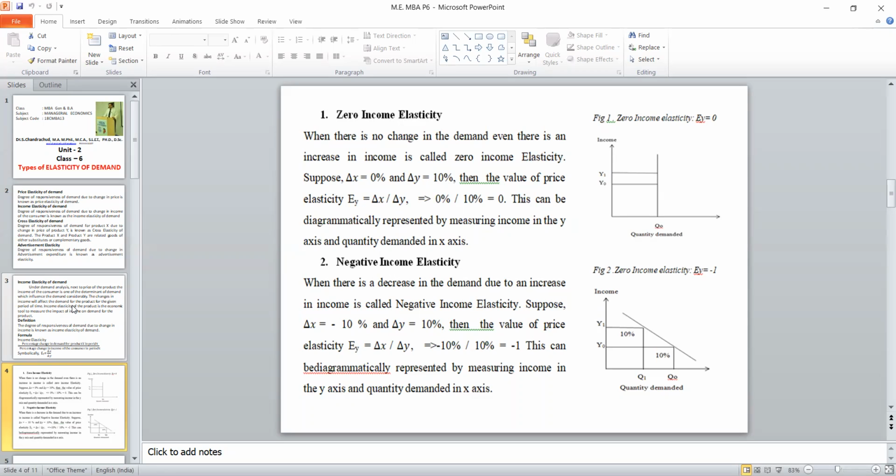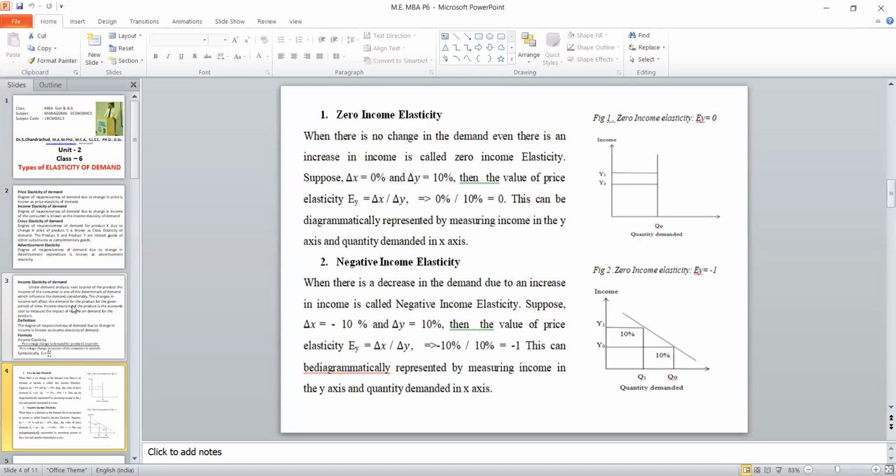How do we represent that diagrammatically? Measure the quantity demanded on the horizontal axis and income level on the vertical axis. Y naught is 50,000 rupees. Y1 is 55,000 rupees. There is a change in income, but there won't be any change in quantity. So the vertical line, parallel to the income axis, is the demand curve. This is the diagrammatic representation for zero income elasticity.